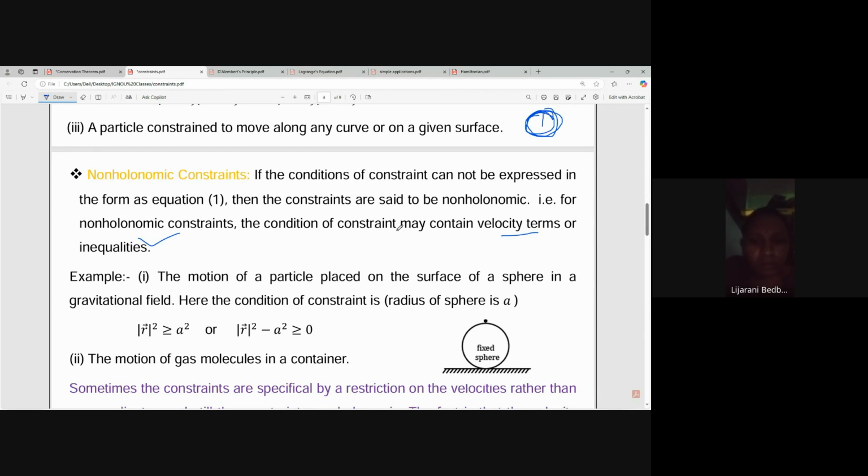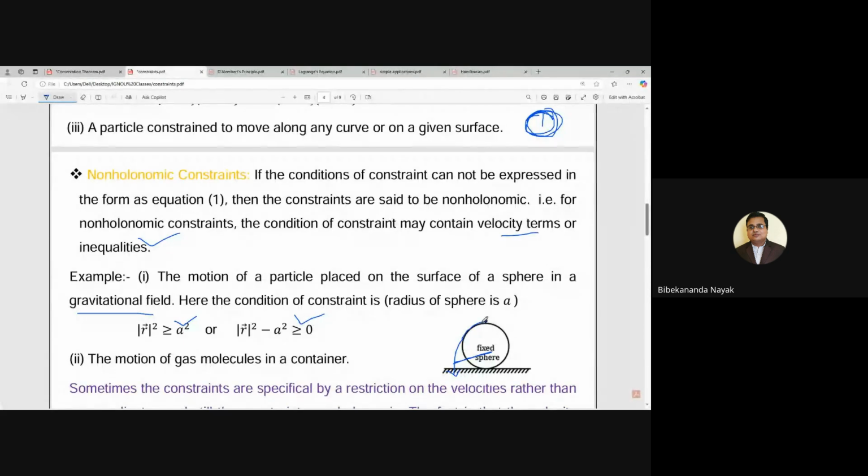For example, the motion of a particle placed on the surface of a sphere in a gravitational field. Suppose the motion of a stone. When it moves and comes here, due to gravity, it falls down. So here, the position vector is greater than r. So the condition is r square greater than or equal to a square, an inequality symbol: r square minus a square greater than or equal to 0.